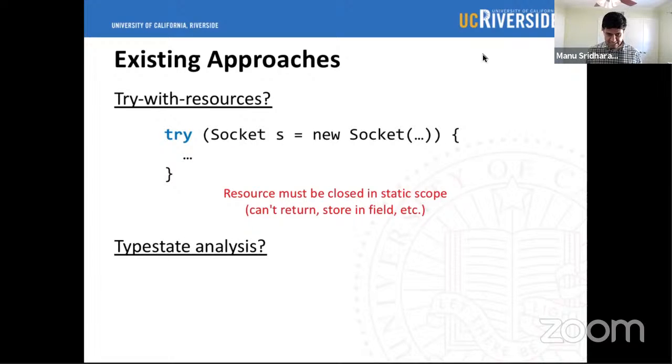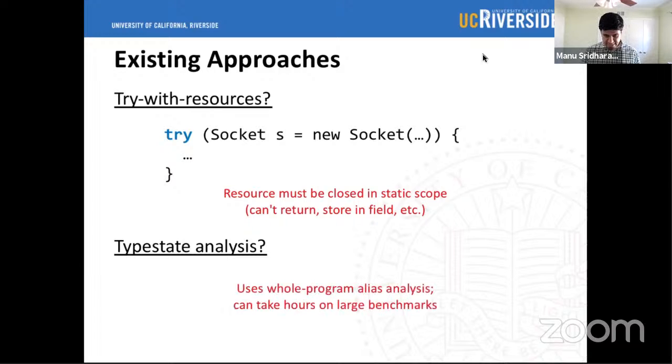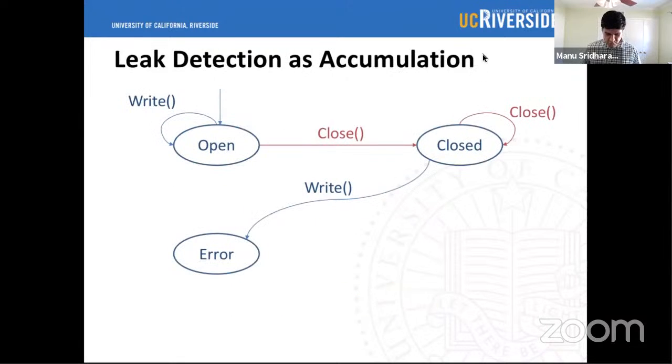Again, you could try to use type state analysis. There's multiple papers in the literature that use type state analysis to detect these kind of resource leaks. But again, we have the same problem as before. Now we're in the world of whole program alias analysis, and this can take many hours on larger benchmarks. So our observation is that if you squint your eyes the right way, leak detection is actually one of our accumulation properties. So here's an automaton for a simple maybe file or a socket where once you open it, you can write to it. And then you close the socket. And if you try to write to a closed socket, you get an error.